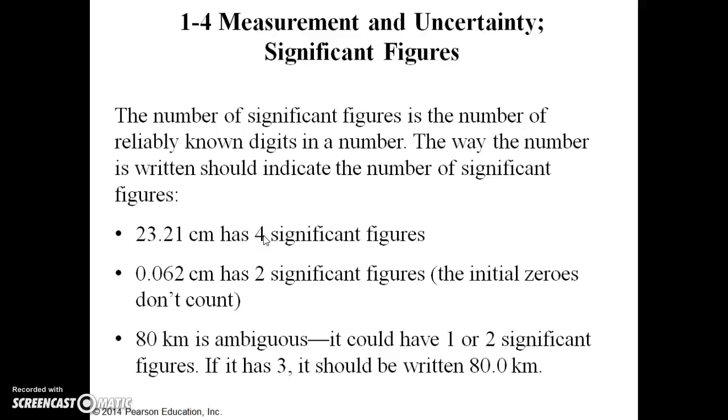In the next example, the number of significant figures is 2 because the zeros don't count as reliable digits if the number is less than 1. The last example is a bit tricky because it could have either 1 or 2 significant figures. If we were to rewrite the number as 80.0, then the number of significant figures would be 3.